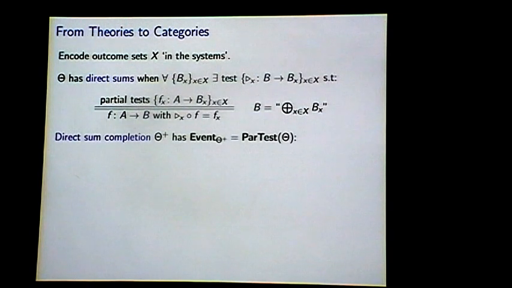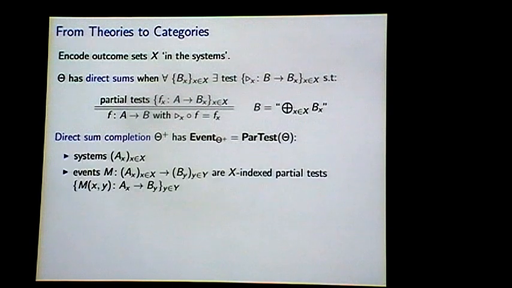But the point is that it's also natural because starting from any theory, you can always pass to a completion. It's called pizza plus. It does have this property. So in this new theory, I'll just say what its events are, and they're what you might call the category of partial tests of your original theory. So basically the events in the new theory are partial tests, but more detail here. The systems will be indexed collections of systems of your first theory, and the events between them will be sort of controlled partial tests.